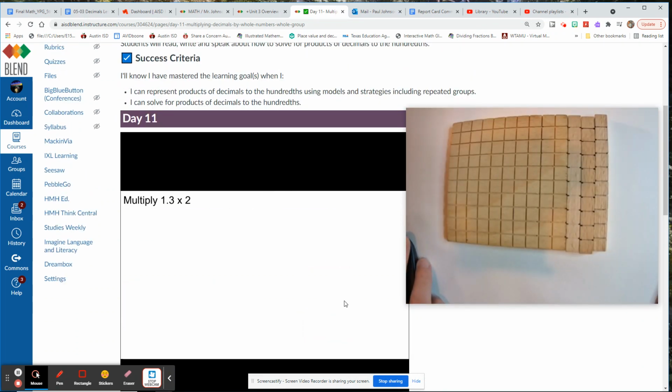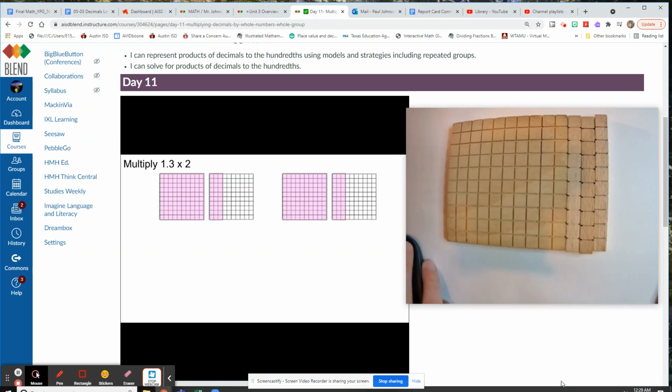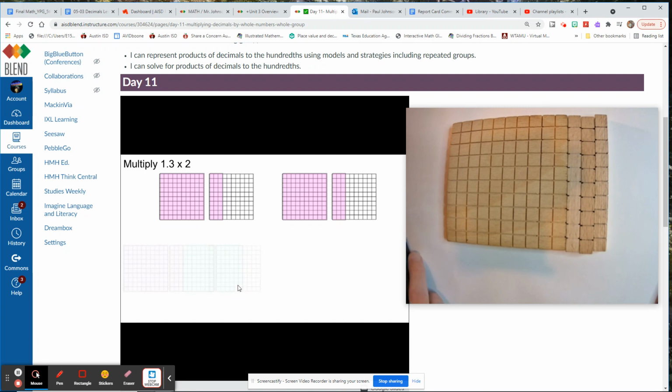Whoa, drew all the pictures all at once. All right, so there's 2 groups of what we're looking at on the right. 1 whole and 3 tenths. And if you squished it all together, it would look more like this. There's 1 whole and 3 tenths and another whole and 3 tenths. So together you have 1, 2 wholes, and 1, 2, 3, 4, 5, 6 tenths. Up here you have 1 whole, 2 wholes, and 1, 2, 3, 4, 5, 6 tenths.